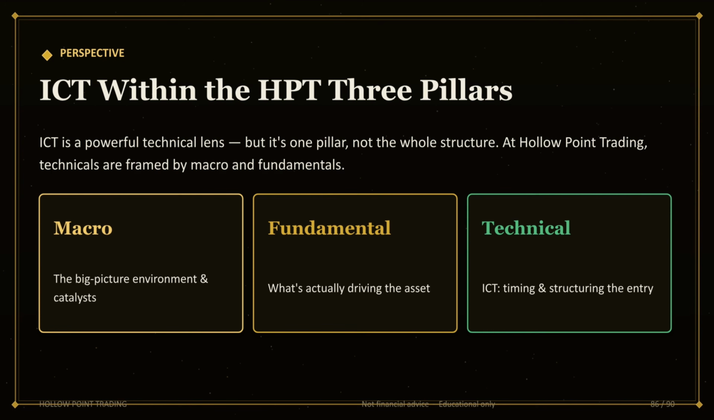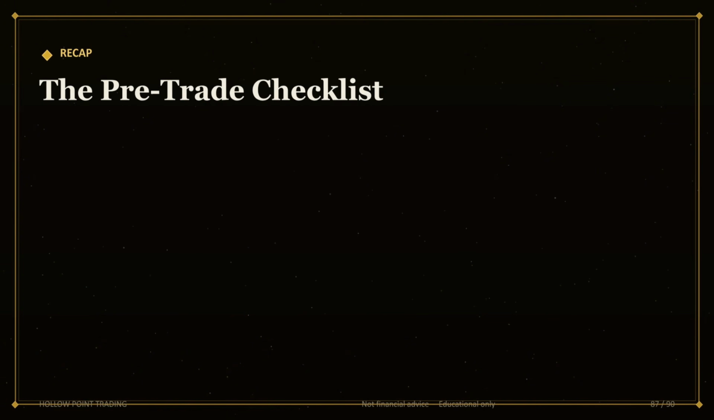ICT is a powerful technical lens, but it is just one pillar of the Hollow Point trading framework. Your technical analysis must always be balanced by an understanding of the broader macro environment and the fundamental drivers of the asset. Use this pre-trade checklist.